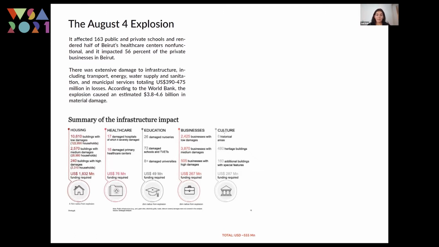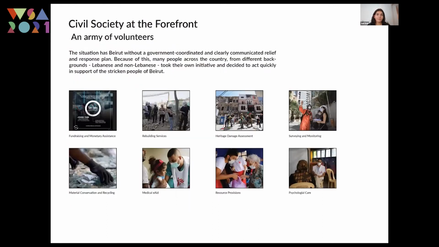Finally, culture, a central aspect of life in Beirut, was also a victim of the crisis, 8 historical areas being damaged, 480 heritage buildings, and 160 additional buildings with special historic features.